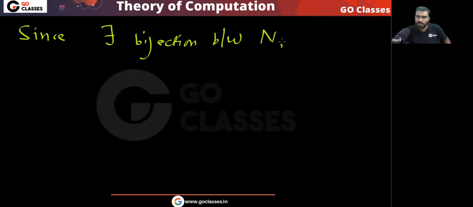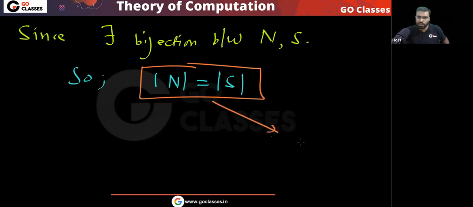And since there exists a bijection between N and S, and this S is already infinite, what can I say? I can say they have the same cardinality. Yes or no? The cardinality of positive integers is the same as the cardinality of odd positive integers. And from here, you can say S is countable infinite.